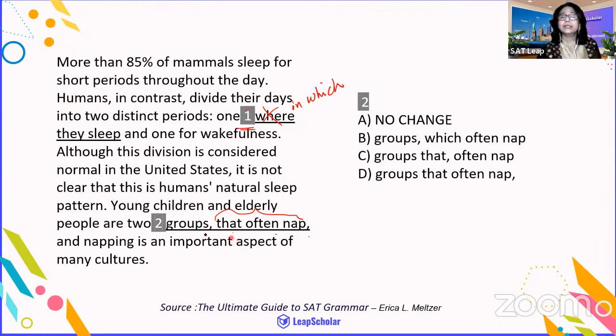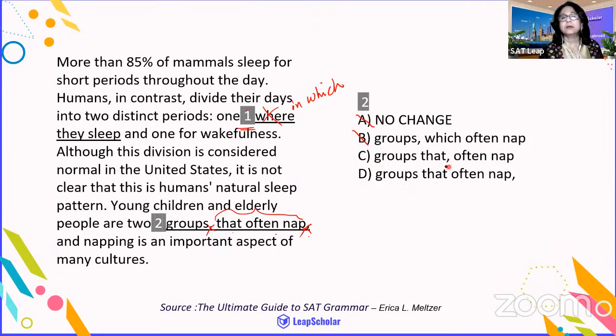No, right? Young children and elderly people are two groups that nap. So this is an important part of the sentence. It is not a non-essential part. Yes, very good, Guru. You can't use these commas here. So A would not work here because A will make "that often nap" non-essential to the sentence. But this part is essential. Two groups that nap. Again, a comma will not be correct here, and which doesn't suit here. A comma will make this part non-essential.